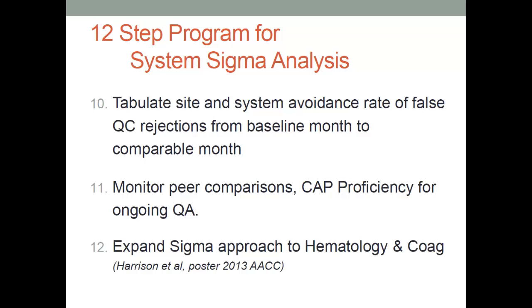And I must say our CAP comparative proficiency testing results are well above average. There was no degradation. So the worst case scenario would be we'd opened up Westgard rules too wide and we suffered degradation. That did not happen. And we're in the process of expanding the Sigma approach to hematology and coag. I'll be showing you largely chemistry data, but Sigma is applicable to many different areas of the laboratory.